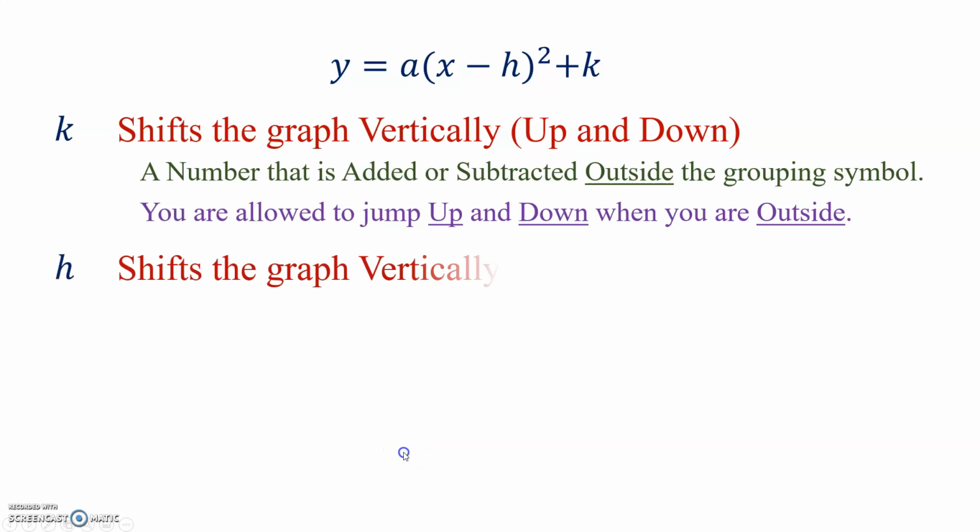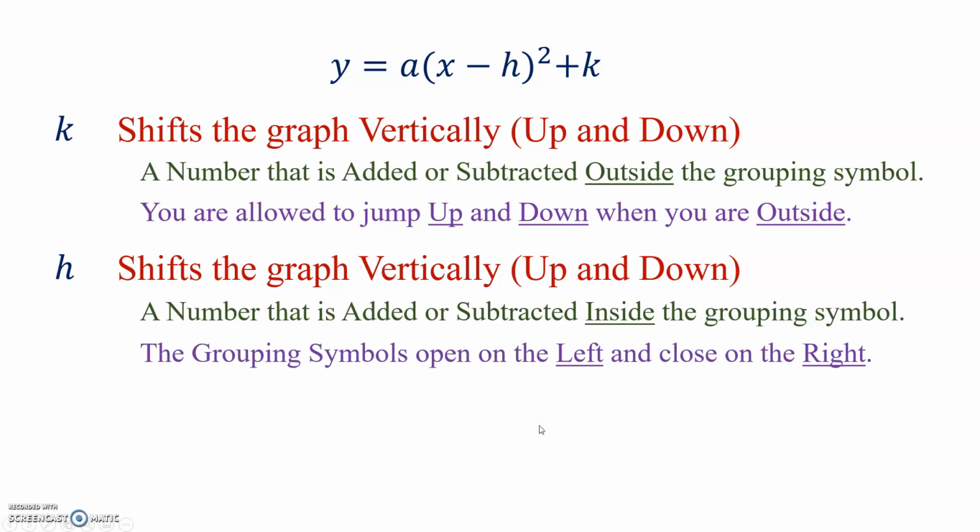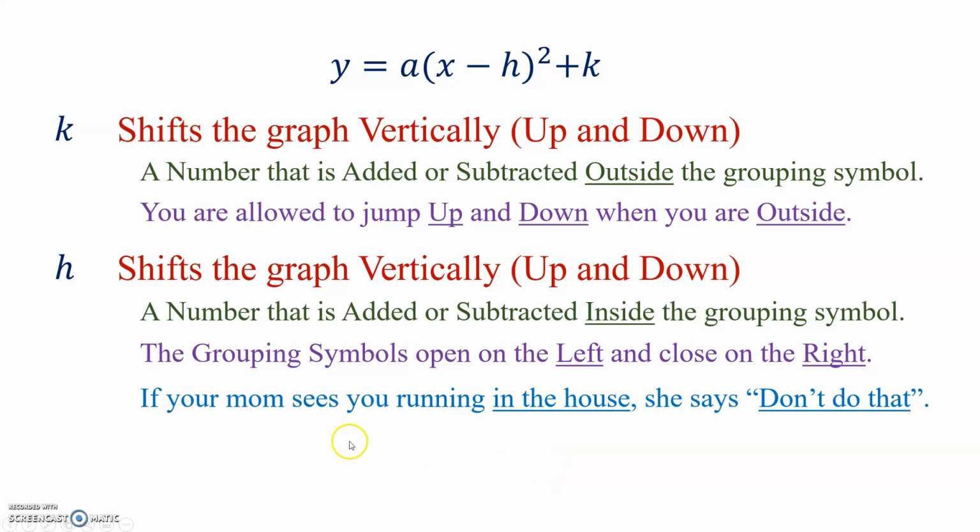Now we transfer to the h. We learn that the h shifts the graph horizontally, left and right. Again, this is a number that's added or subtracted on the inside. So that's what's critical: something's being added or subtracted either on the outside or the inside. Some mnemonic devices: because it's on the inside of this grouping symbol, grouping symbols open on the left and close on the right to emphasize left and right movement. Next mnemonic device is this: if your mom sees you running in the house, she says, don't do that. You see what I mean by this mnemonic device.